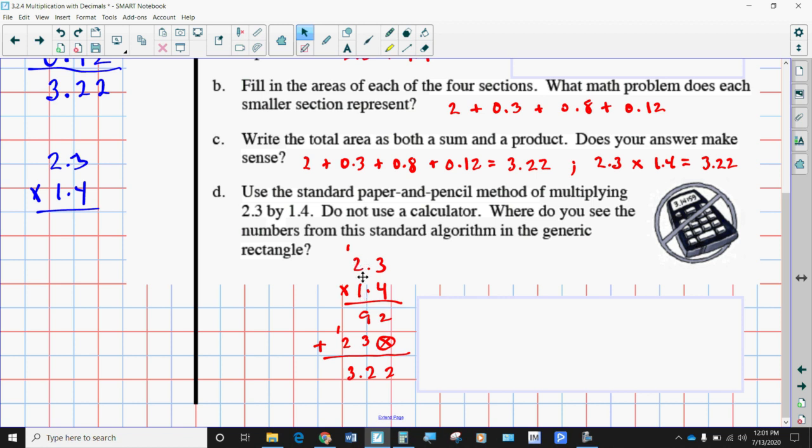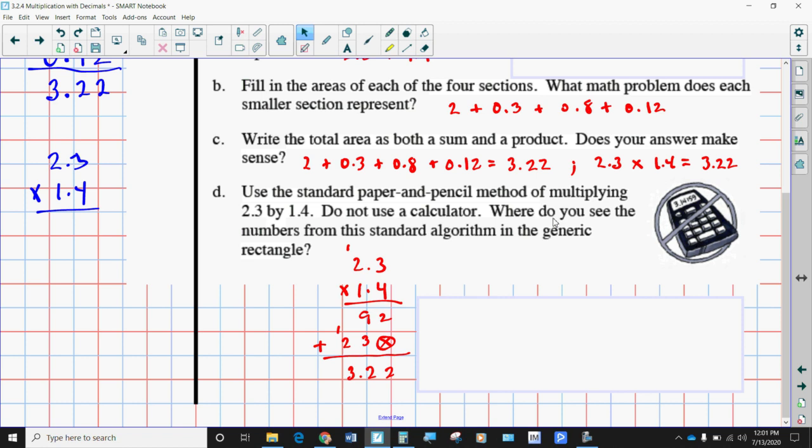Since this is almost 2, this is a little bit more than 1, the answer has to be somewhere around 2 or 3. And so the logical place for that decimal is between the 3 and the 2 here to make it 3.22. So if you're thinking about the math, you can logic your way to where the decimal should go without being told a specific rule.